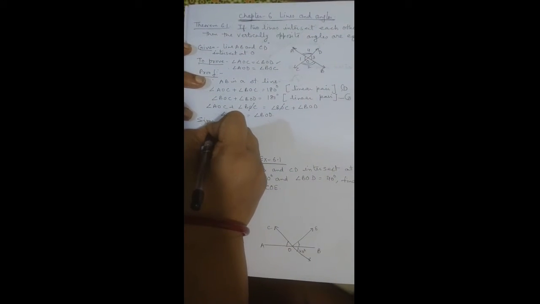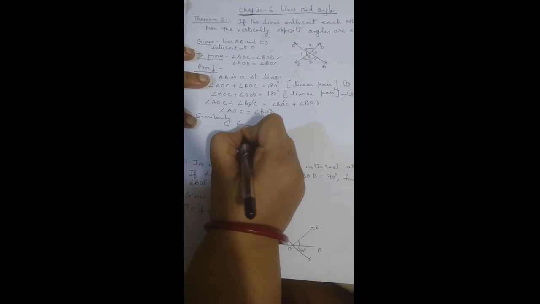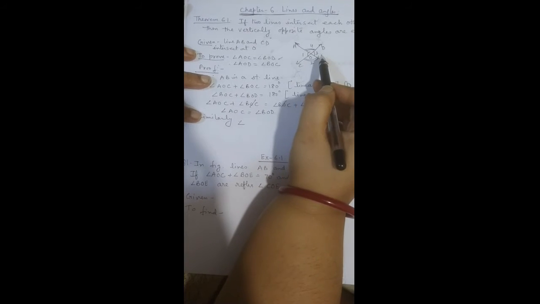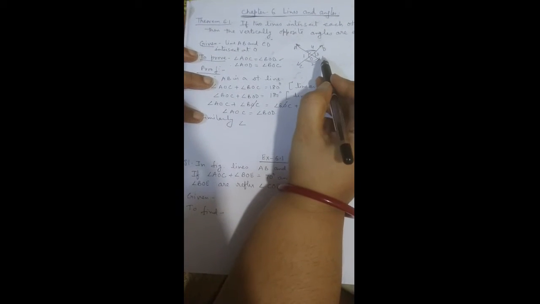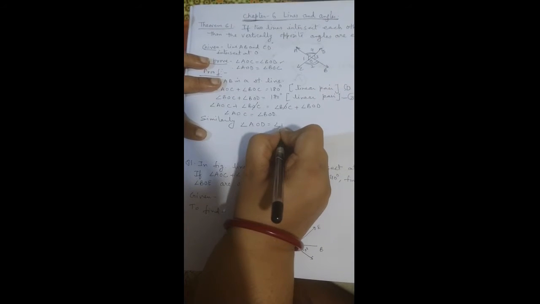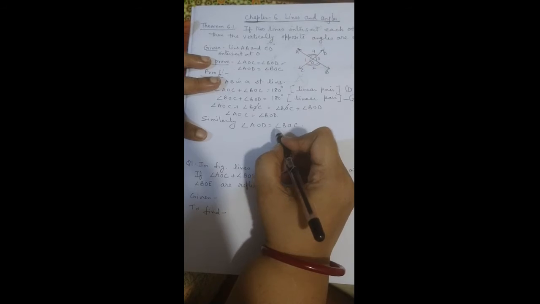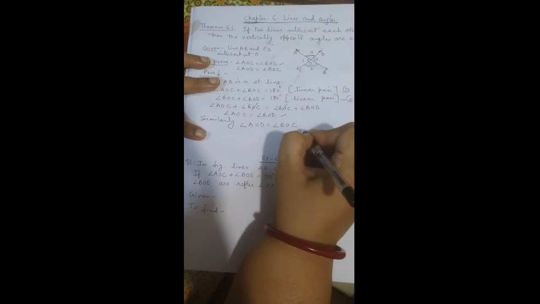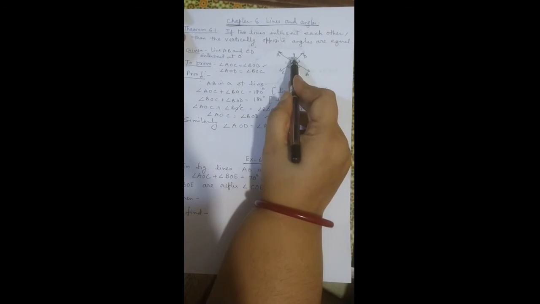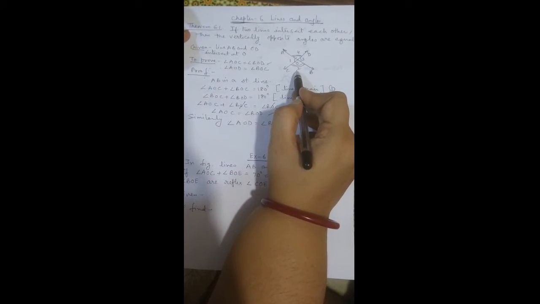Similarly, angle AOD is equal to angle BOC. This was to prove; these two are vertically opposite angles. So when two lines intersect each other, then the vertically opposite angles are equal.